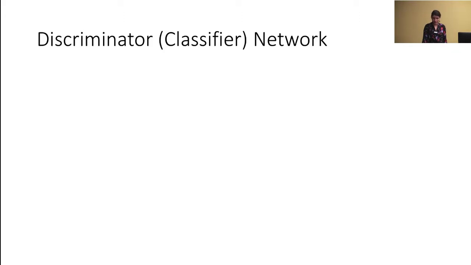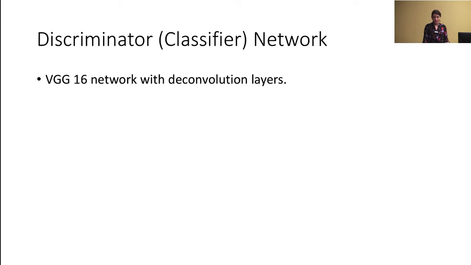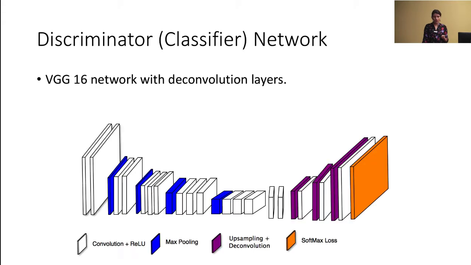So for optimization, the discriminator classifier is, as I said, a semantic segmentation network. So we use a VGG network with the convolution layers. It's a standard fully convolutional neural network for semantic segmentation, and you can replace this with any other semantic segmentation network.